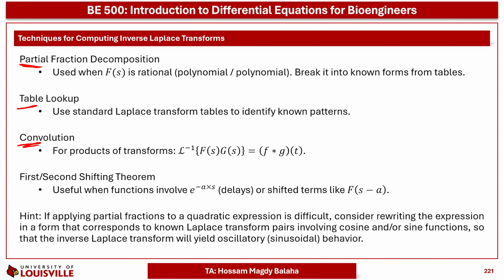Convolution, and this will be applied for products of transforms. So if you have multiplication between F of s and G of s, and you need to get the inverse Laplace transform, this will be converted to convolution, f convolved with g of t. And if you remember, we covered that in the properties. Also, the first and second shifting theorems, and this is also commonly found, and this is useful when functions involve the exponential, which are called delays, or shifted terms like F of s minus a. And we are going to get familiar with these while solving the examples.